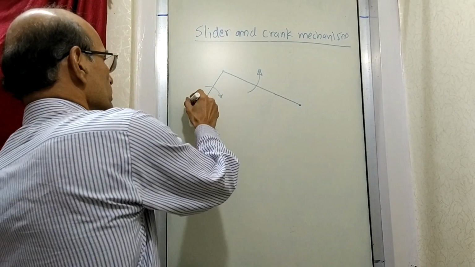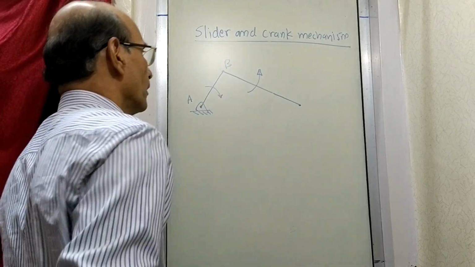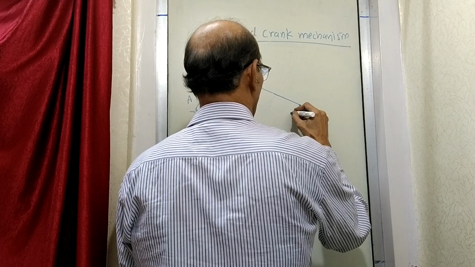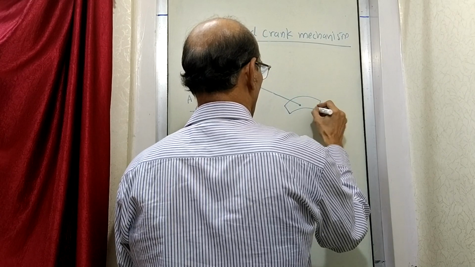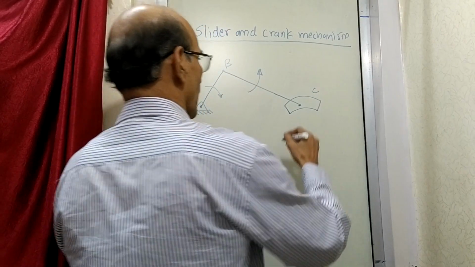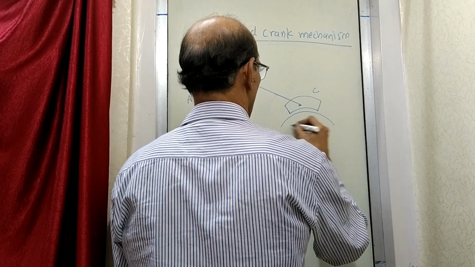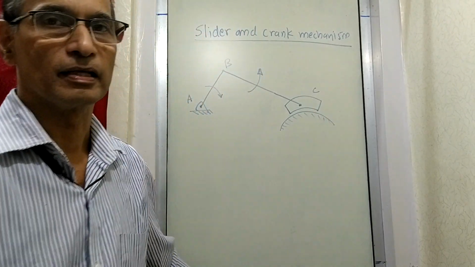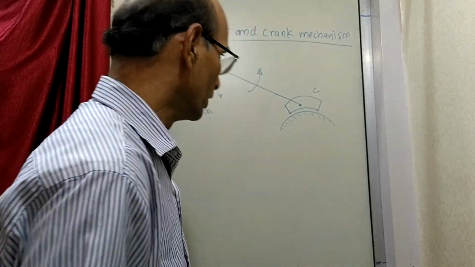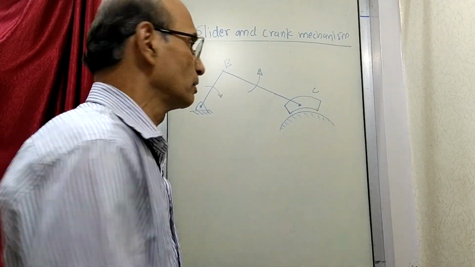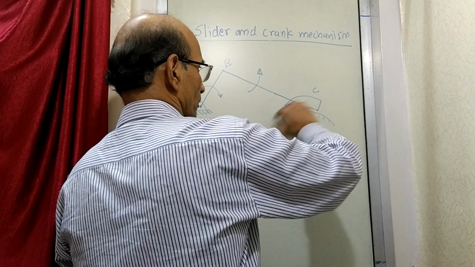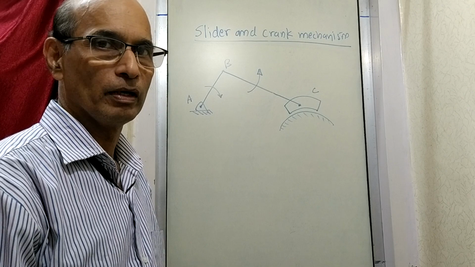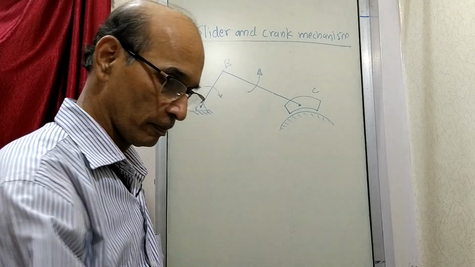Point C here, and of course A and B. Now what we show is a slider like this, and the path is like this. Not path actually, the surface. The surface on which it is sliding is like this. Now what will happen? It will still perform a reciprocating motion, but it will do it like this. Like this it will do. Now what will happen?